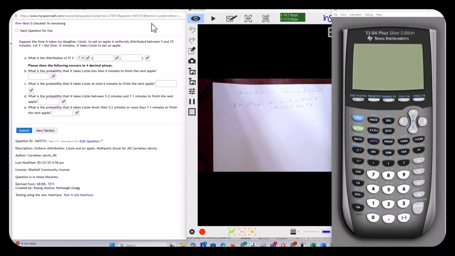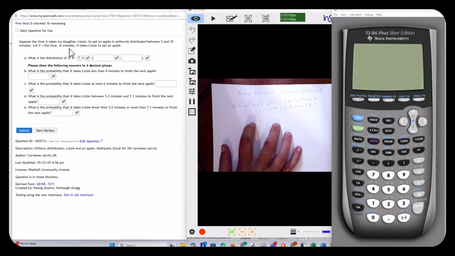Okay, we're looking at uniform distribution. It says, suppose the time it takes my daughter Lizzie to eat an apple is uniformly distributed between 5 and 10 minutes, and let x, the random variable x, equal the time in minutes it takes Lizzie to eat an apple. Make sure you read section 5.1, 5.2, beginning the continuous probability distributions.